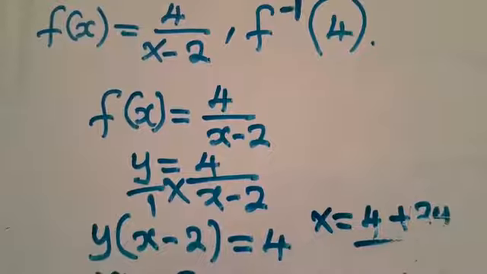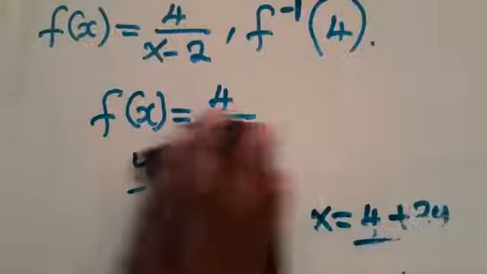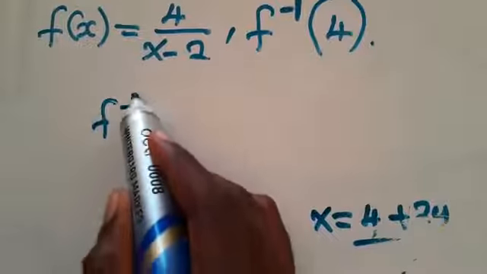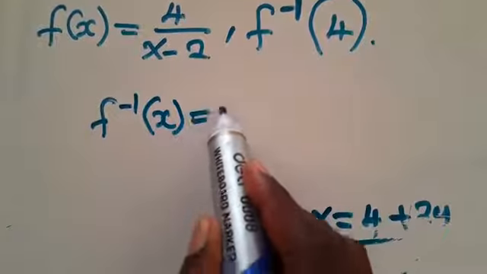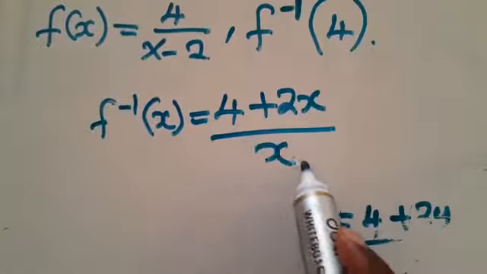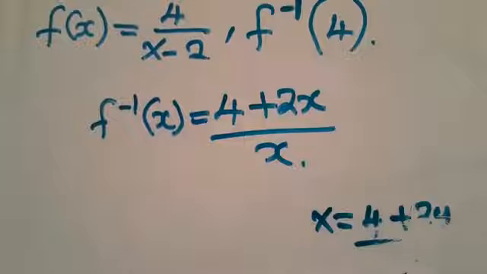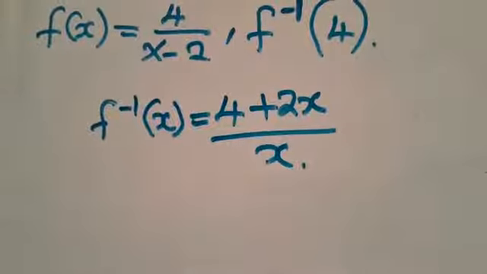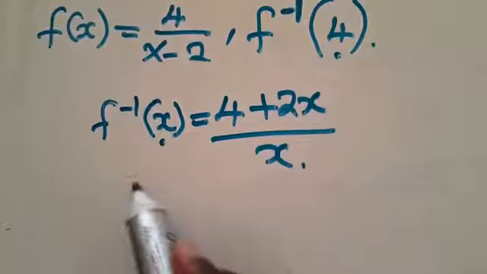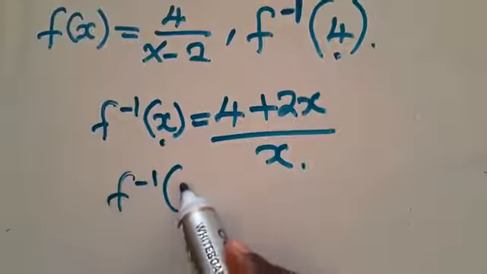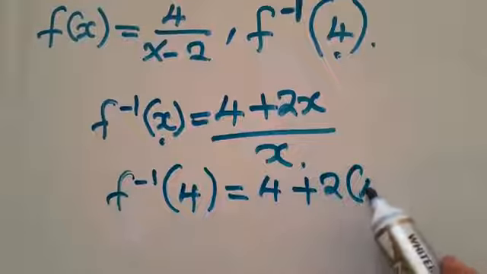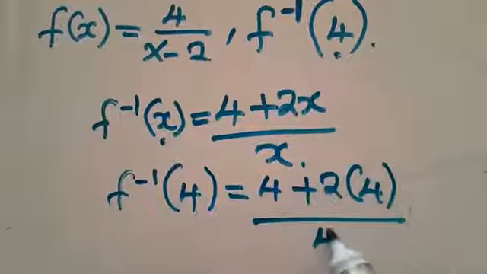So what I'm going to do is this. I found the inverse part. So you say f inverse of x is equal to 4 plus 2x over x. This is the inverse part that I've found. Then where there is x here, I put a what? A 4. So I say f inverse of 4 is equal to 4 plus 2 times 4 over 4.